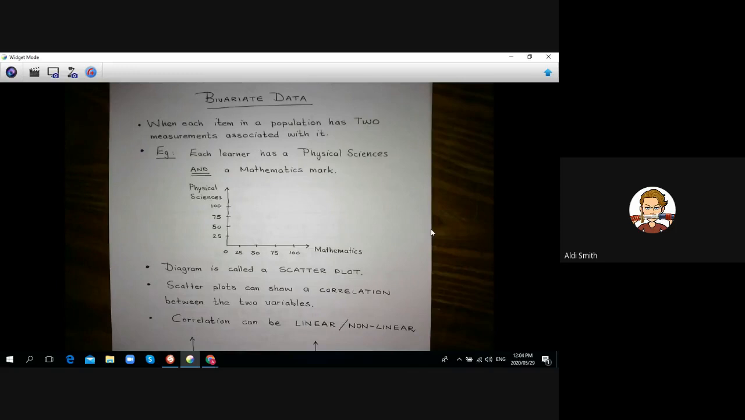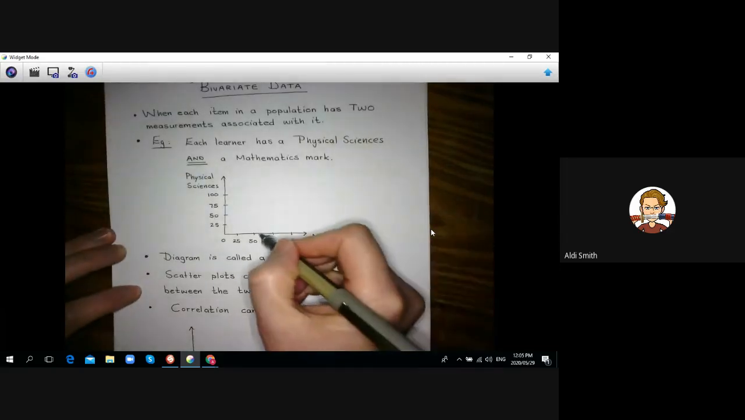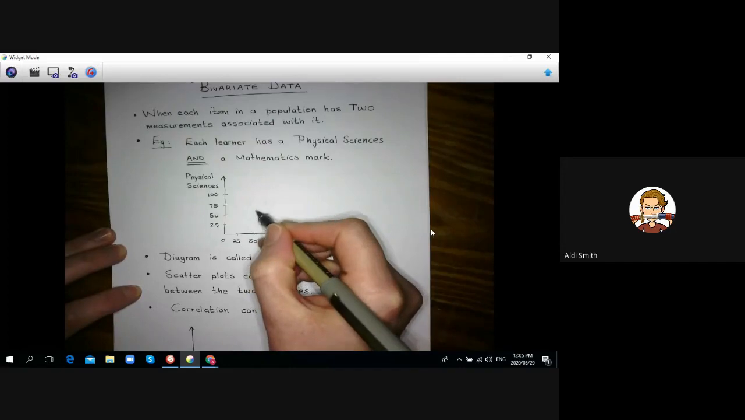Right, so that's pretty much what bivariate data is, collecting 2 measurements for each item. So maybe for each person in a population, we collect 2 measurements. So in the example I've got here, we'll say each learner in the school that has a physical sciences mark also has a mathematics mark, because obviously you can't take physical sciences unless you take mathematics. So what we would do then is we would say a learner has got, say, 60% for mathematics and say 70% for physical sciences. So I'd put a dot there.